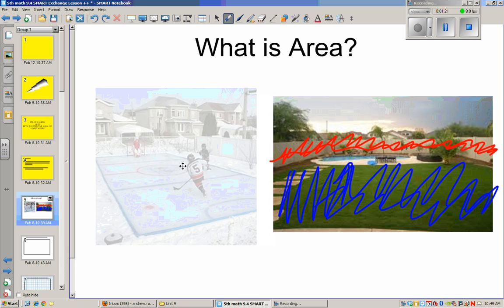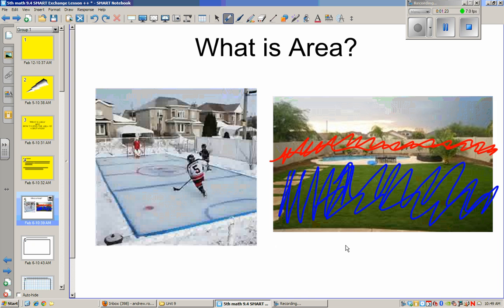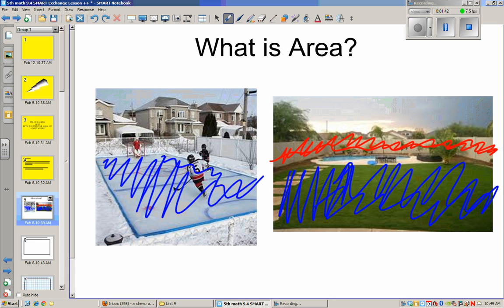So let's take a look at another example. I know a lot of you like to play hockey or just skate, and there are some backyard ice rinks out there in the Sunnyside community. And so just again, to think about area, we're thinking about the flat surface of the ice here. How much flat surface is there to skate on? Perimeter would be the distance around the rink, the outside edges here. Area, what we're talking about today, is the flat surface on the inside.